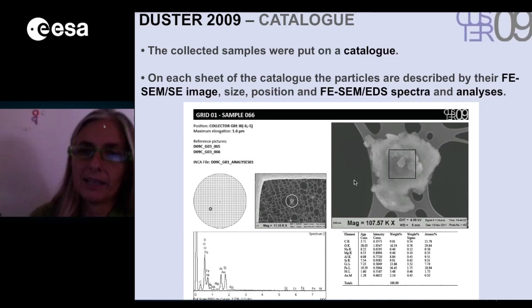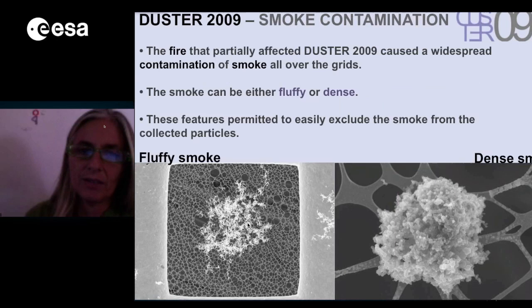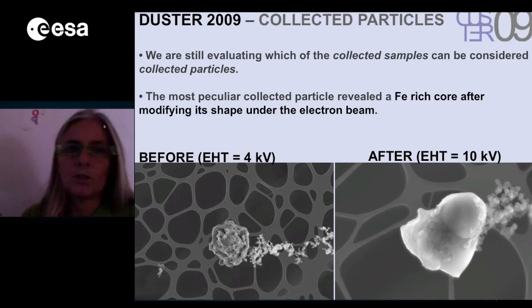So we have to do a lot of work to disentangle the stratospheric components from contamination. Here I'm showing you the typical aggregate of smoke, condensed smoke due to the fire. Okay, let's skip this, and we will go to the dust collection of 2011.